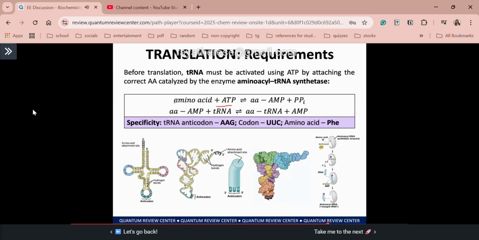Remember, we used ATP here in order to activate your tRNA. Or remember when I say tRNA activation, it's just adding your amino acid at its 3' CCA end. And alright, so class, that's it for our item number 69, letter A. Let's proceed with our next item.